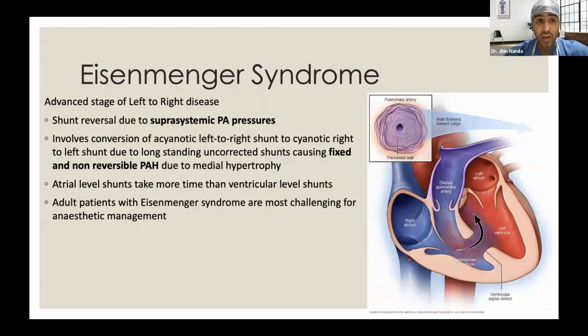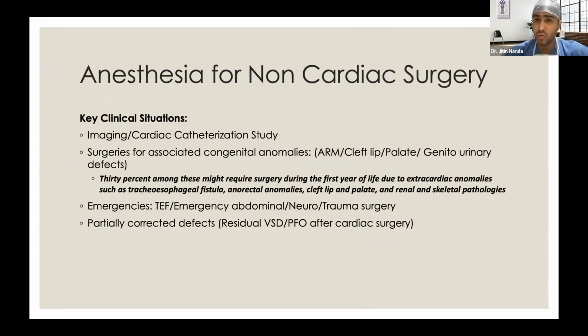So the Eisenmenger syndrome, as I said, is an advanced stage of disease and eventually happens when there is a shunt reversal secondary to suprasystemic pressures. This pulmonary vascular resistance is almost fixed, and it's non-reversible. PAH usually happens. And these are the patients who are the most challenging anesthesia situations.